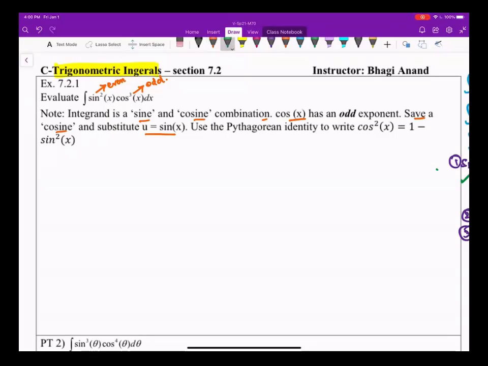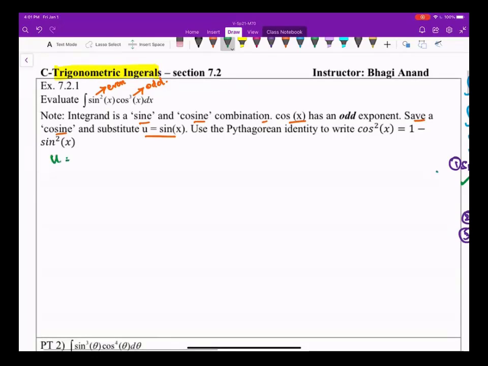First you will be looking at which of the trig functions has an odd exponent. This works only for a sine and cosine combination. So which one has an odd exponent? Then you save whichever is the odd exponent, and you substitute the other trig function as equal to u. So I'm going to write u equal to sine x. Then du equal to cosine x dx.